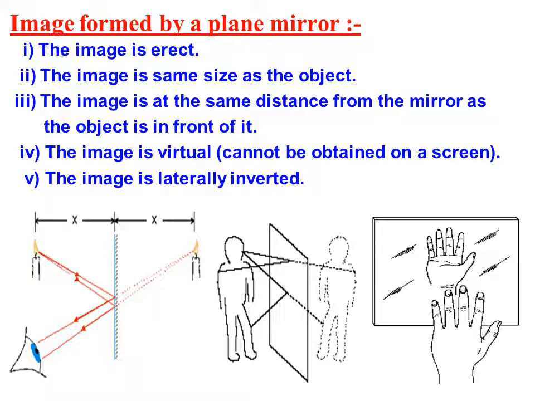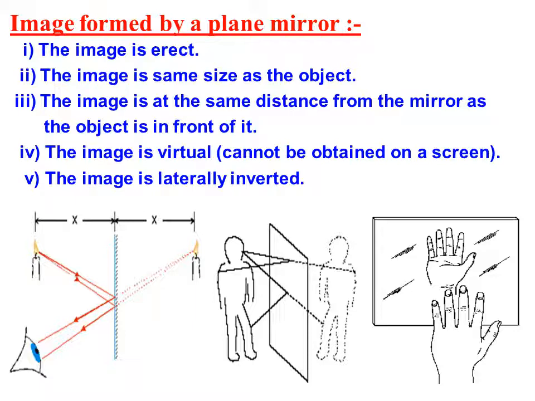Okay. Fourth one, the image is virtual, it cannot be obtained on a screen. So what do you mean by virtual image? Virtual means it is not real. For example, if you stand in front of a mirror, you will see the image of yourself in the mirror. But is that image inside the mirror real? Is that an object real? No. It's not real. It's virtual.